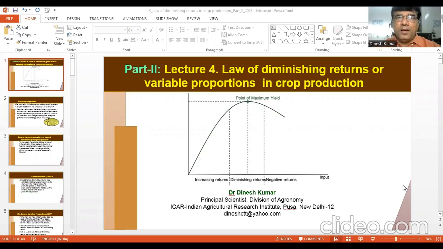Have a nice day. We continue with the law of diminishing returns or variable proportion in crop production. Yesterday, I introduced you to some glossary, some terminology, and some aspects related to law of diminishing return, like short run, long run, different resources or factors of production, which are also called inputs. And then we have seen some productivity measures like average product, marginal product, total product, partial factor productivity, and total factor productivity. And some more aspects were discussed yesterday. In continuation to that, now we study the law of diminishing return in detail.